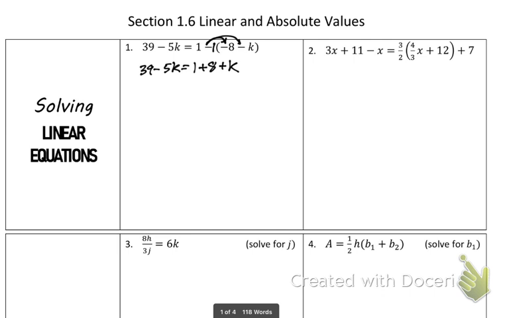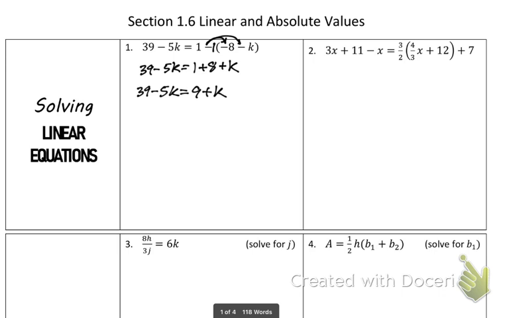So the first thing is always get rid of your parentheses. Get rid of those. And then the next thing is simplify each side. I don't know how good you are at simplifying these, so I'm going to go through every single step by step. So the left-hand side, I have no like term, so I'm at 39 minus 5k. The other side, I do have a 1 plus 8, so that's going to be 9 plus k.